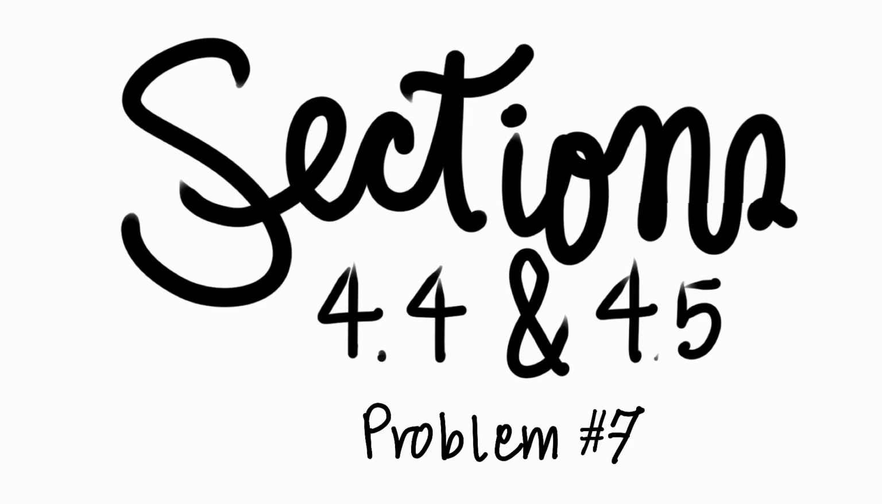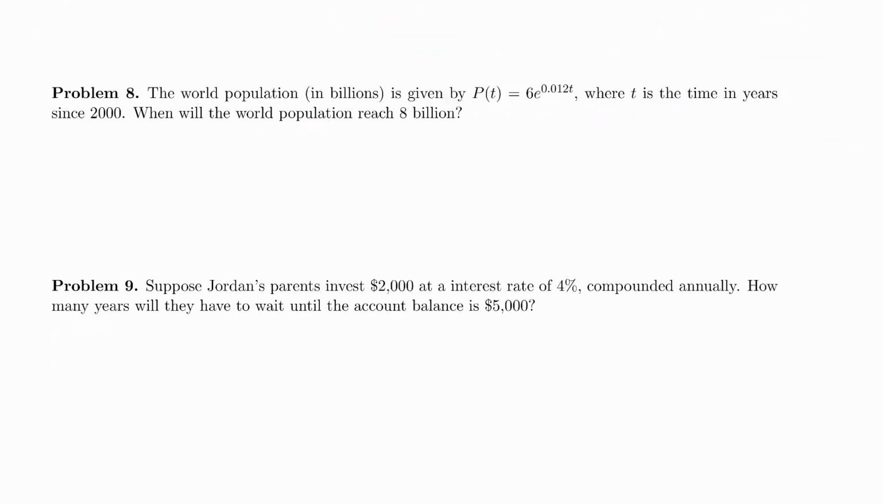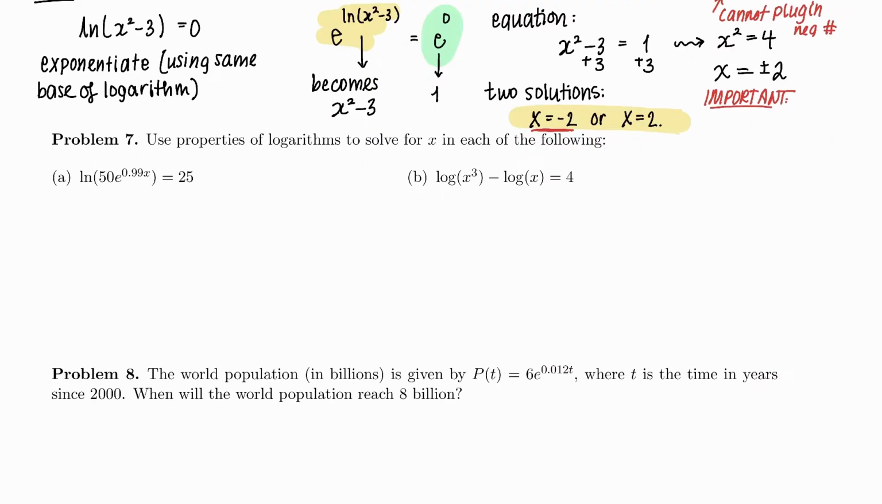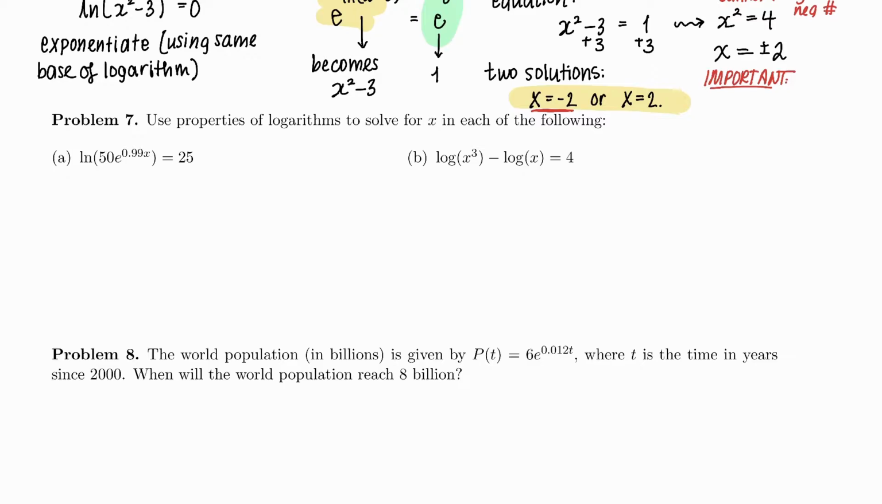Problem 7 has us solving for x and needing to use the properties of logarithms. So let's get on that. Part A says we've got the natural log of 50 times e to the 0.99x is equal to 25. So right away, I'm going to exponentiate.